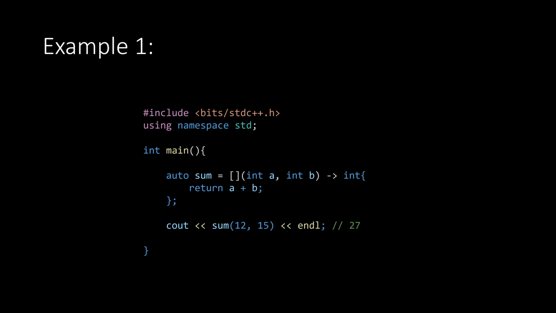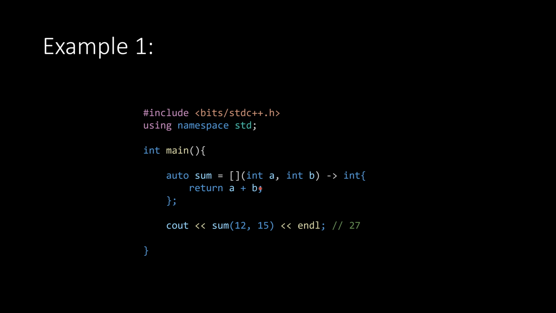So let's see the example. In this example, I created one lambda expression which returns the sum of two values. I assign this lambda expression to one variable called sum. We can assign a lambda expression to a variable. This data type is a function data type. This function data type syntax is a little bit longer, so to avoid that, I use auto. I will also explain later how we can declare the function data type.